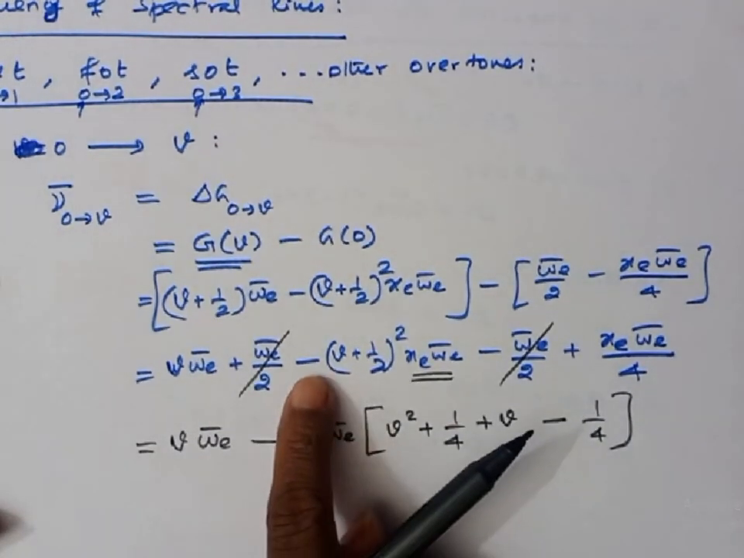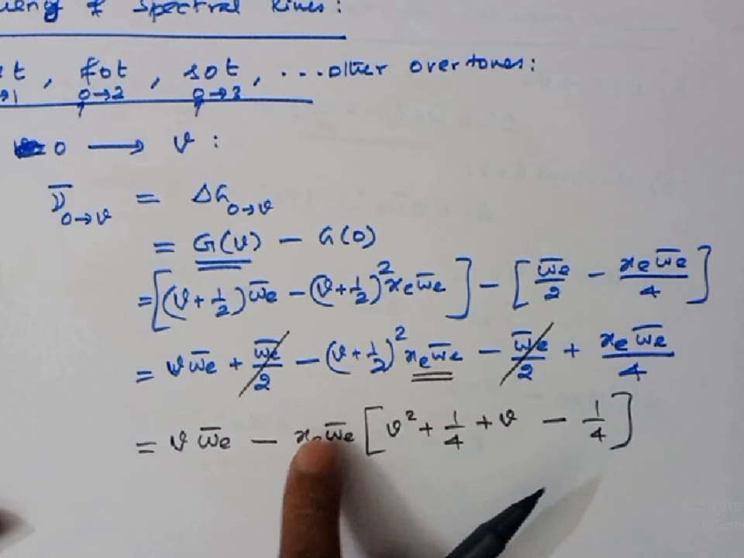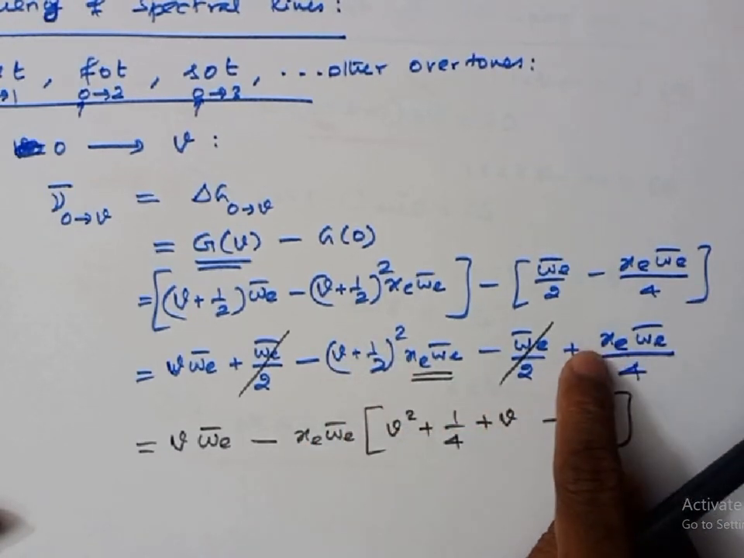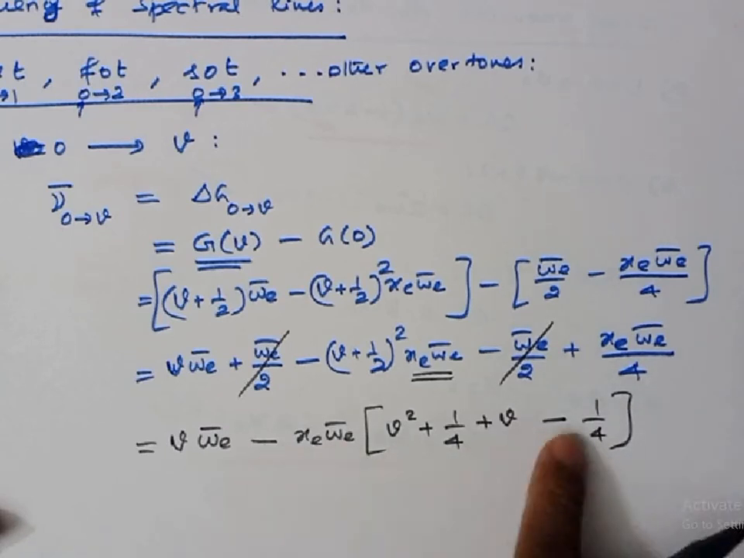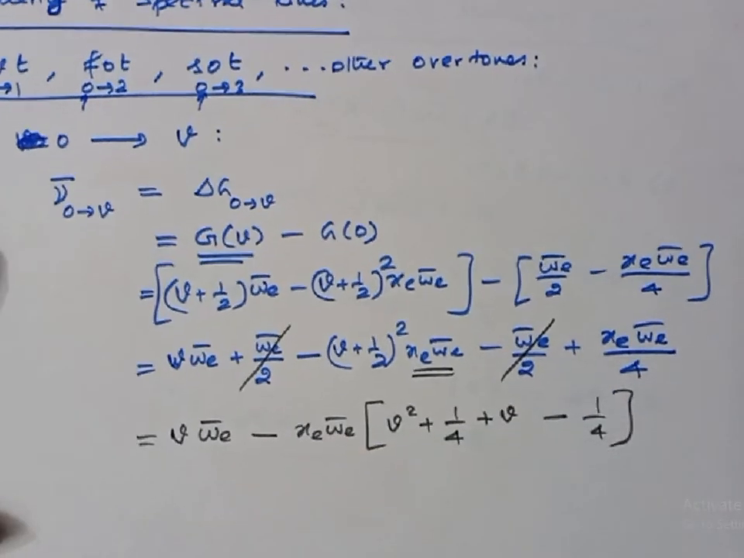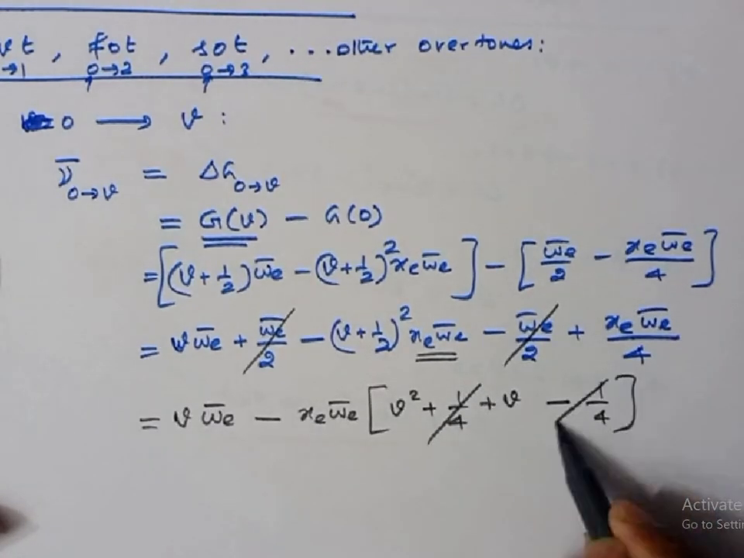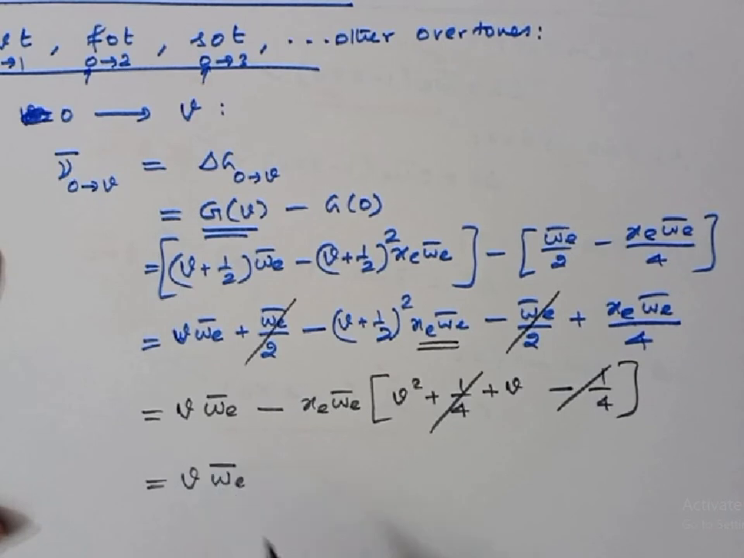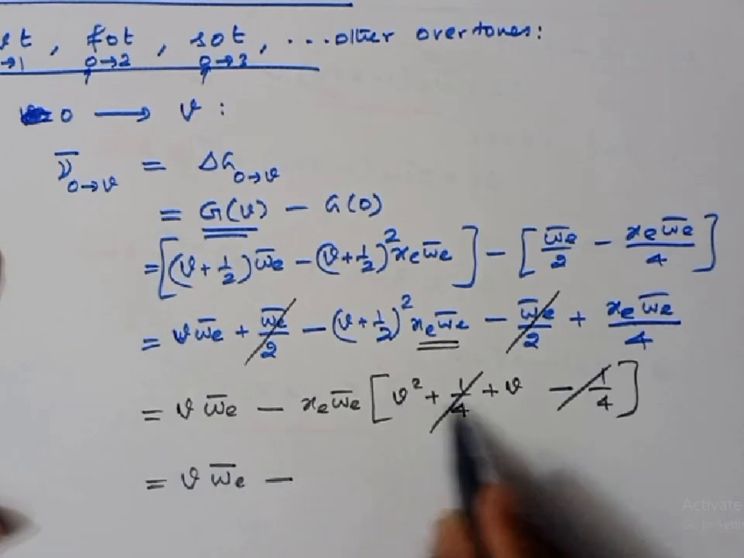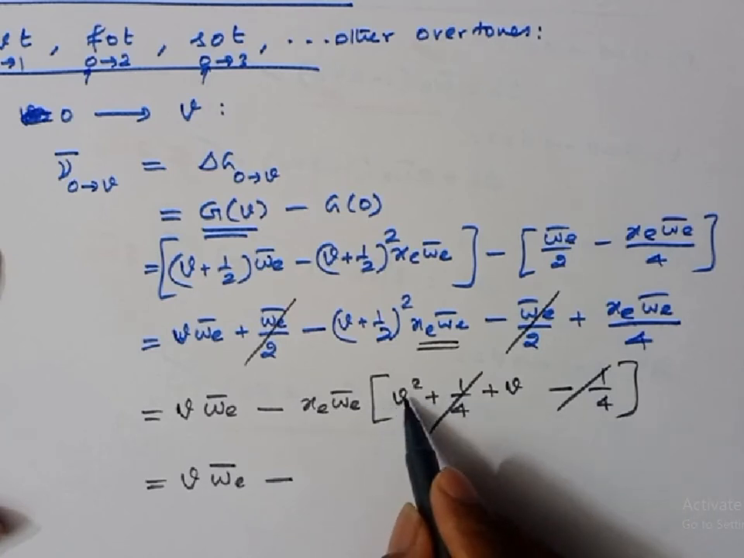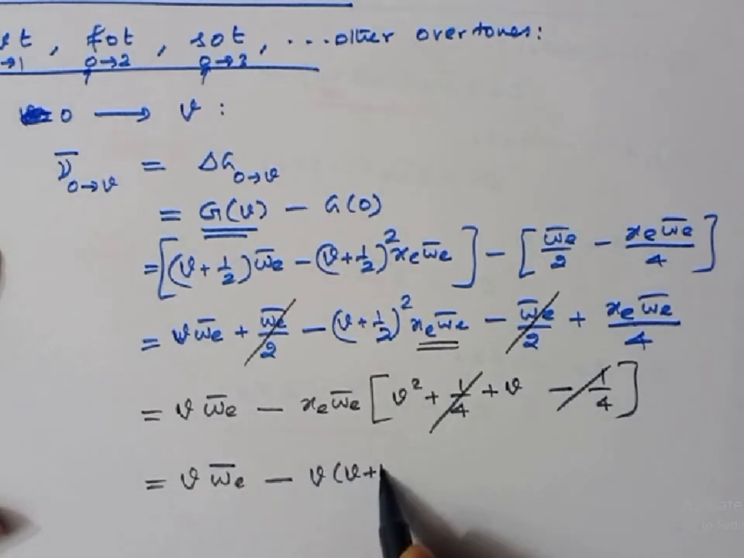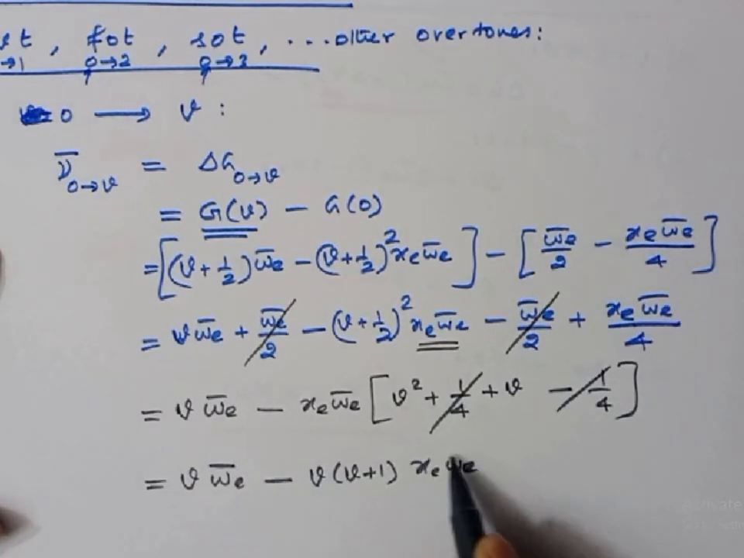Okay, see, I am taking minus Xe omega E bar as a common term, so here we will have (V plus half) whole square, and here we will have minus 1 by 4, so that if you multiply by minus, I'll get minus into minus plus. So plus 1 by 4 minus 1 by 4 cancel here, so what we get is V into omega E bar minus, see, here in the inside bracket we have V square plus V term. If we take V as common, we'll get V into (V plus 1). So I can write this as V into omega E bar minus V into (V plus 1) into Xe into omega E bar.